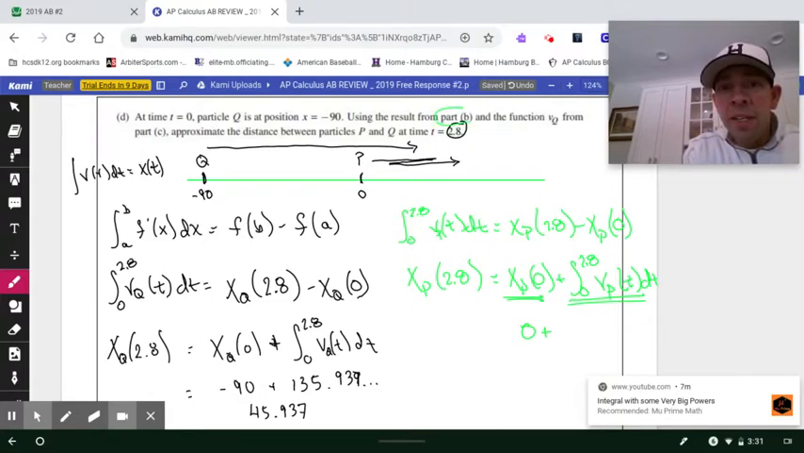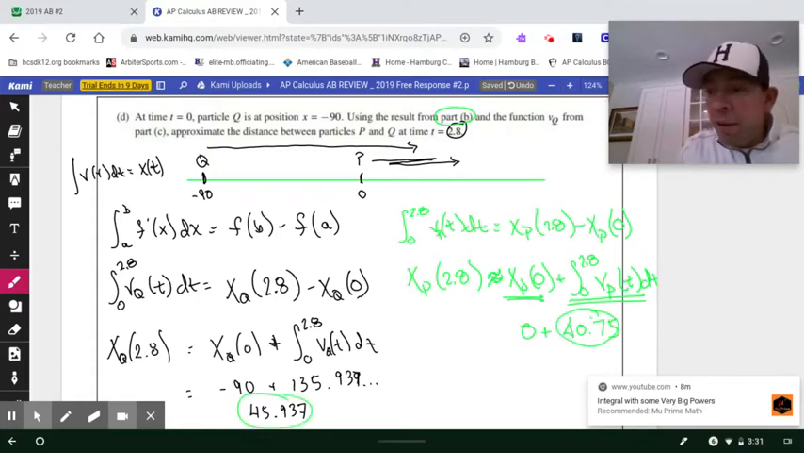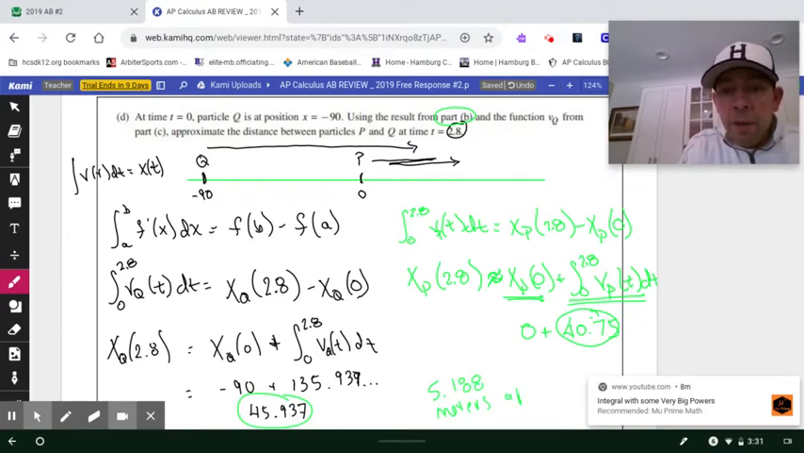So they said use your answer from part B. So that's where we're going to use that 40.75. So this equal sign right here is really an approximation sign because of that trapezoidal sum. Now the question is, they're pretty close to each other. We're going to subtract this answer from this answer. So they are about 5.188 meters apart from each other at t equals 2.8. All right, not too shabby.